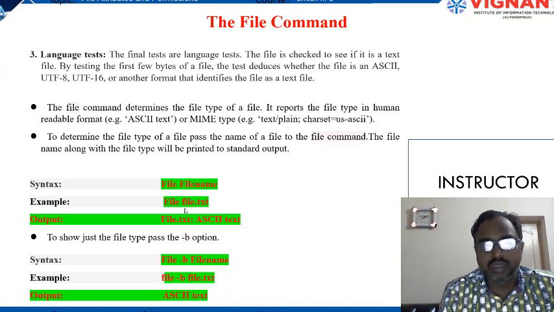Now see here the difference between the first example and the second example. In the first example, the file name is repeated along with the file type. In this case, whenever we have option b, it will display only the file type, that is only ASCII text.